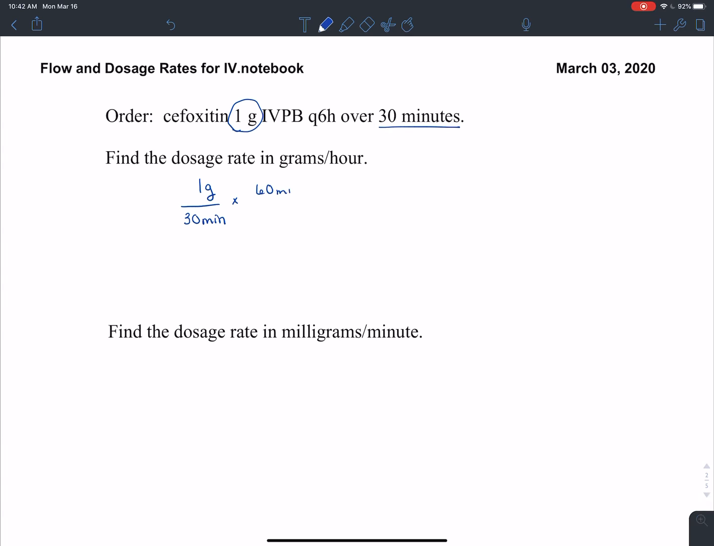I know in 60 minutes, there's 1 hour. So I'm going to multiply straight across. That gives me 60 over 30. When I divide, that tells me that we have 2 grams per hour.